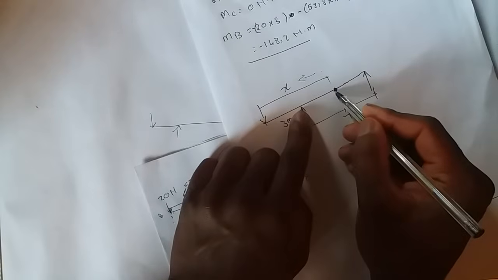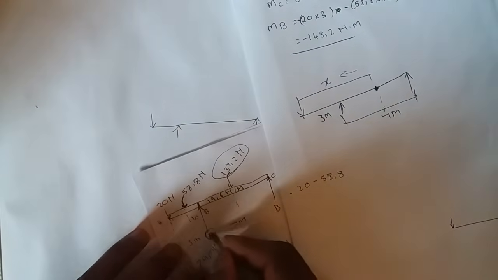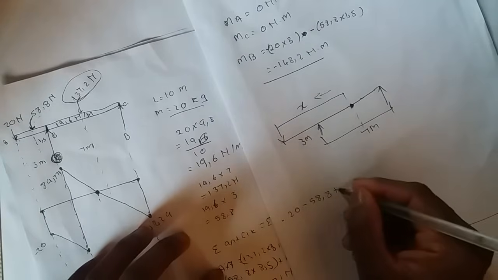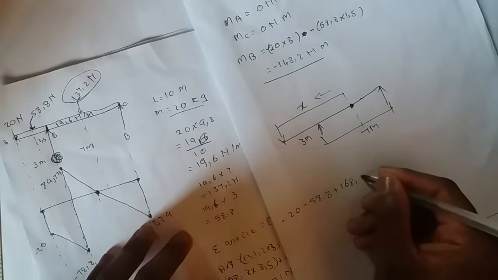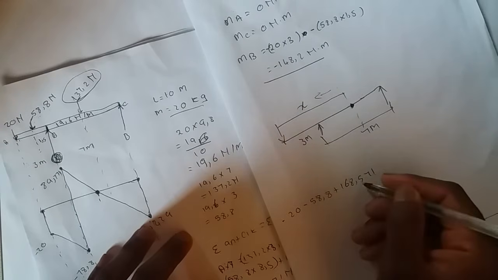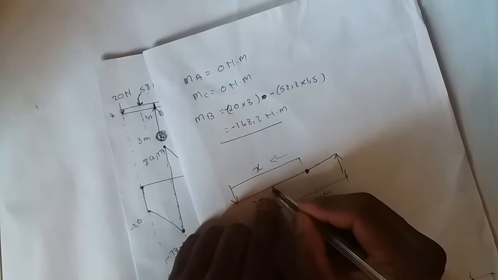This portion, we know that it is covered by a UDL. Sorry, we didn't include this, which is our reaction A. Our reaction A is positive 168.571. And then we come to this portion.